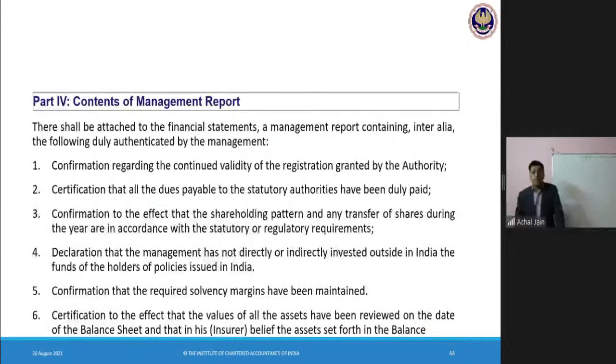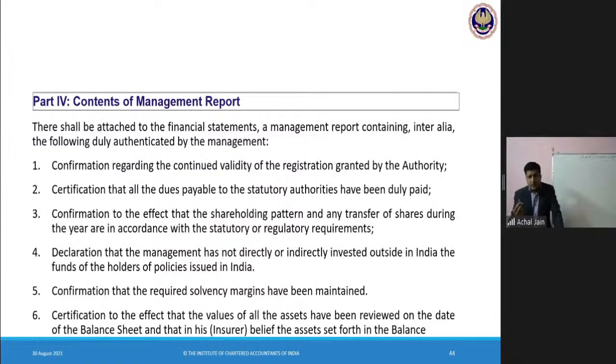Management report. To the financial statements of an insurance company, a management report is required to be attached. This is required to be attached, and this is something which is authenticated by the management. Authenticated means something which will be signed by the management of that insurance company. And let's understand some of these contents, and then we'll talk about what is the relevance of this report and why is this report being given.